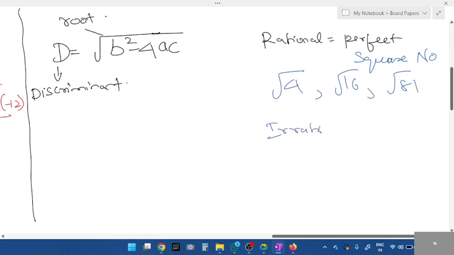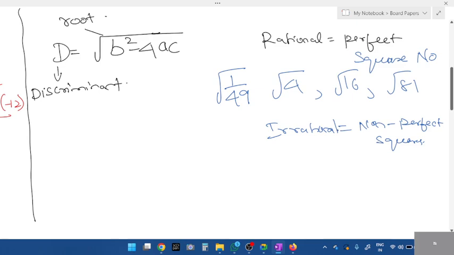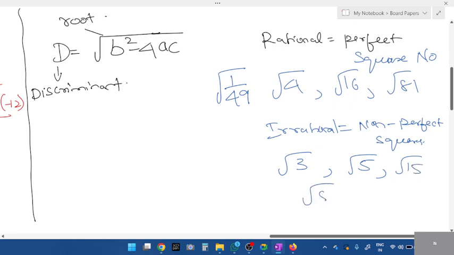Irrational is just the opposite of that: non-perfect square numbers. Root 1 by 49 is also a perfect square, you get 1 by 7. All these are perfect squares. Irrational numbers: root 3, root 5, root 15, root 80, root 1 by 17. All these are irrational numbers.